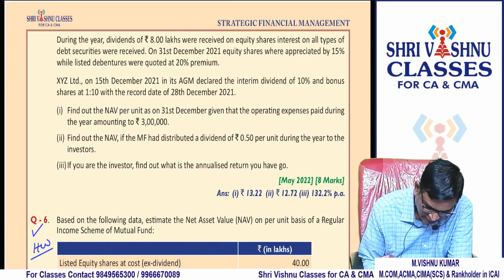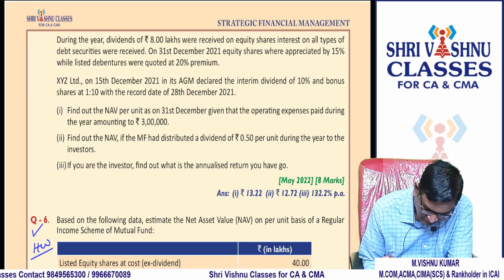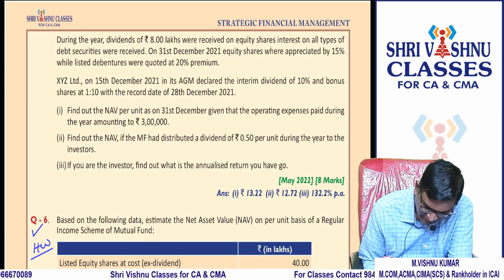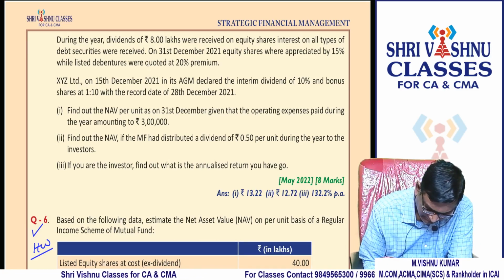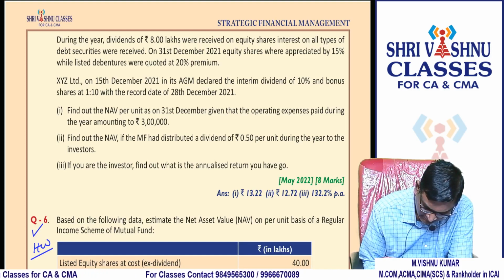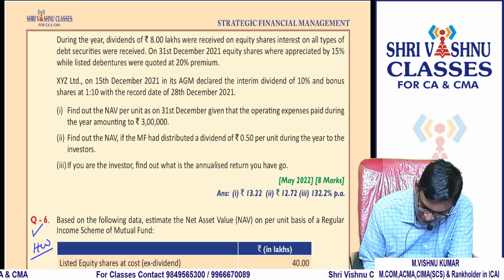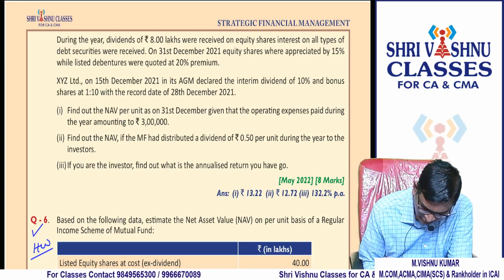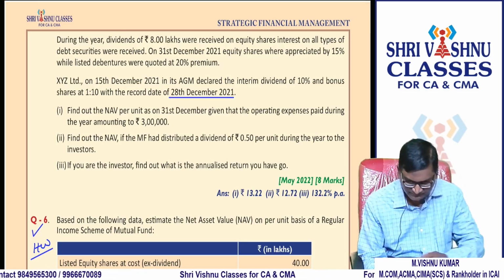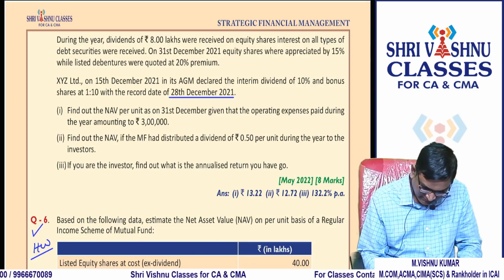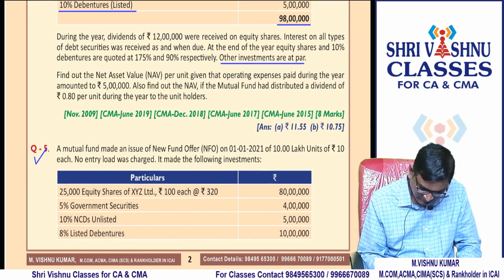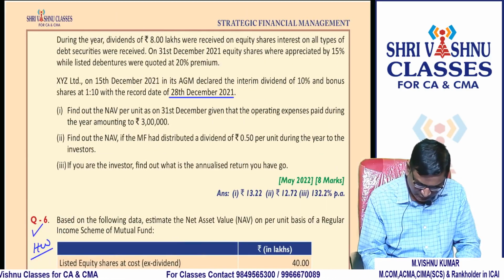Interest on all types of debt securities was received. On 31st December 21, equity shares appreciated by 15%, while unlisted debentures were quoted at 20% premium. XYZ Limited on 15th December 21 in its annual general meeting declared interim dividend of 10% and bonus shares at 1:10 with the record date of 28 December 2021. So in XYZ Limited we get the company's bonus shares and dividend also.